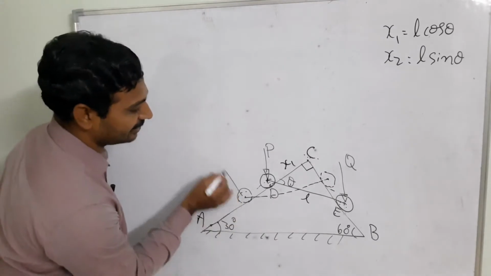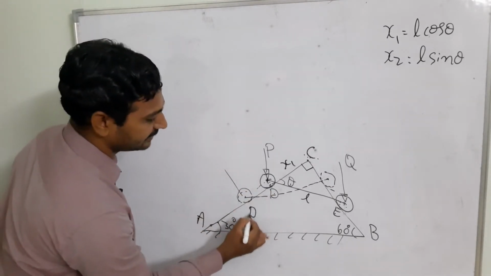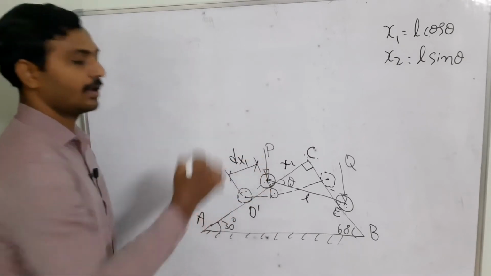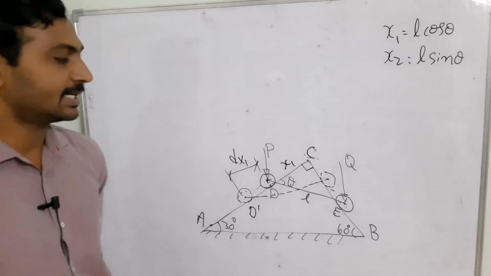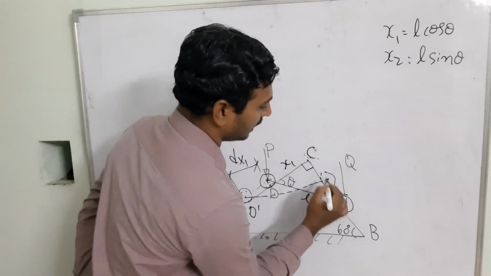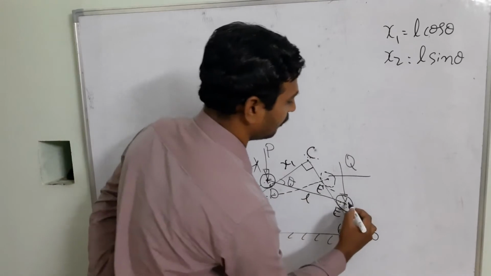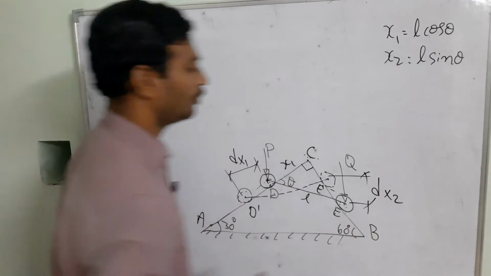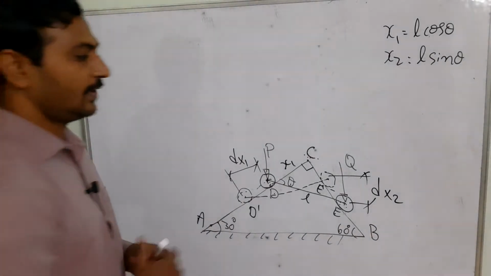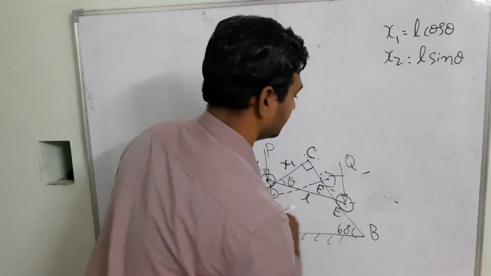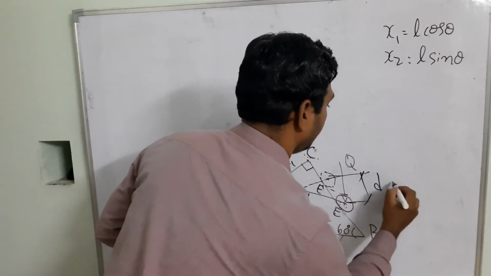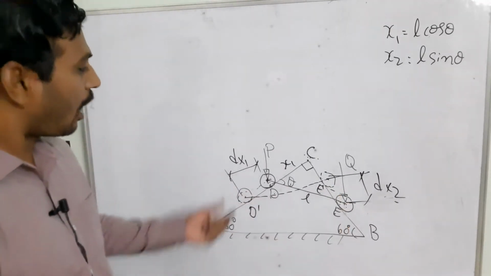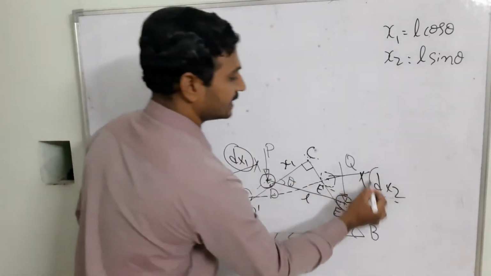That means the distance from, suppose this is D and this is D dash, I am going to call this dx1 or del x1. And similarly, the distance between E and E dash I am going to take as dx2. So this way we are going to consider that part. This dx2 is going to be the infinitesimal displacement of your ball E. So then how could you calculate dx1 as well as dx2?